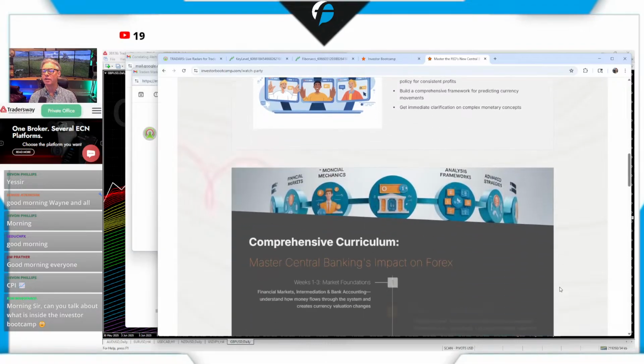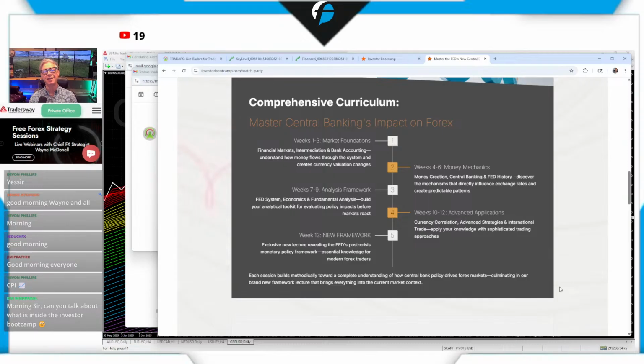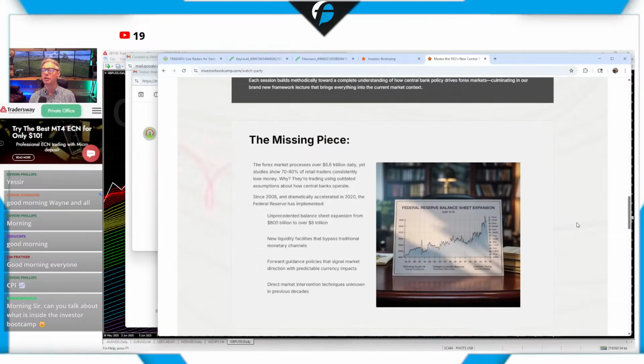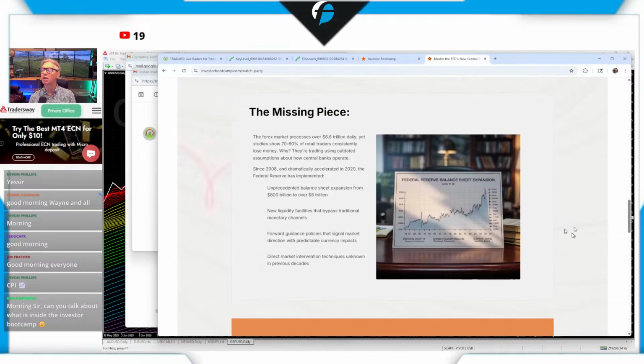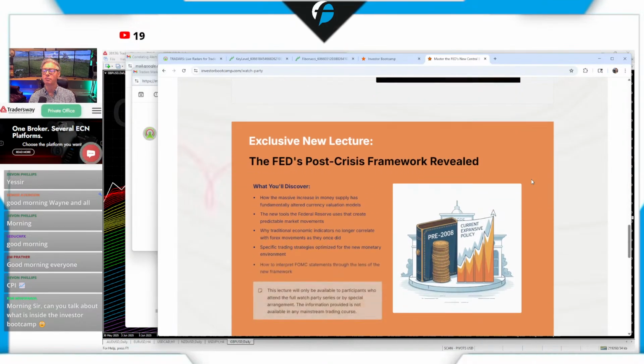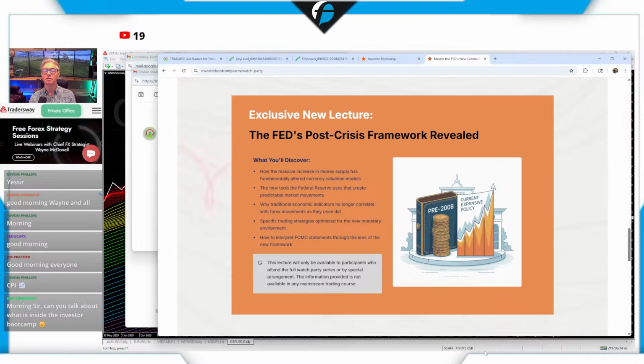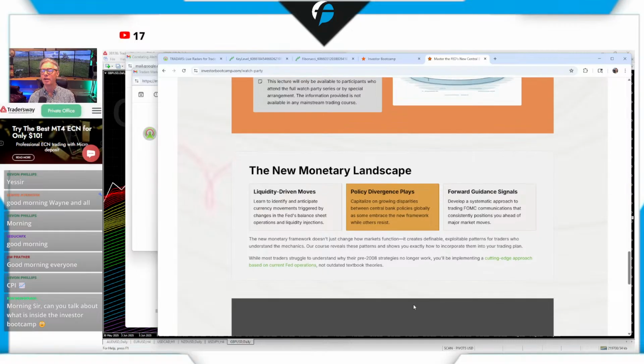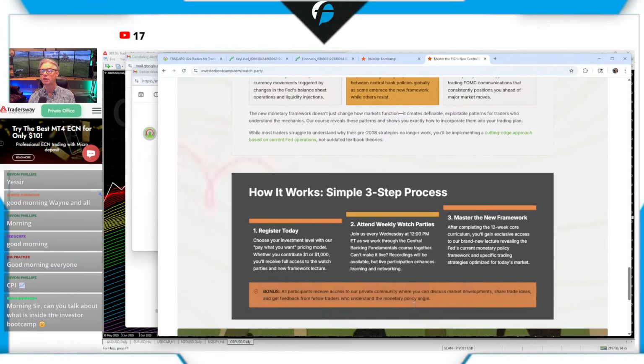And then at the end of it, I'm going to teach you the new policy framework used by the Fed, because the old methodology they are not currently using because of the increase in their balance sheet and the money supply due to the 2008 great financial crisis, but also COVID. So I'm going to update you on the new policy tools and framework used by the Fed.